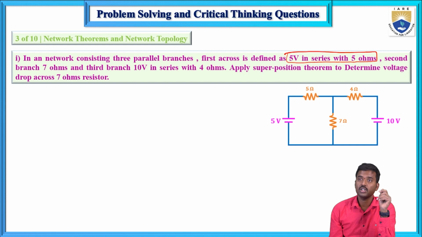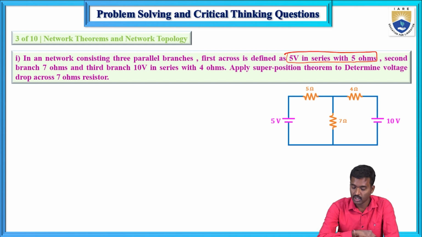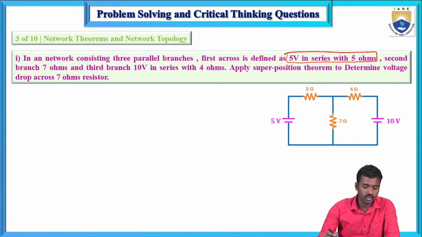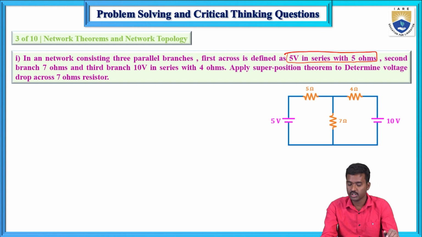Now what is the superposition theorem statement here? If you know the statement, only then can you calculate using the superposition theorem. Superposition theorem states that in a linear network, the total response equals the sum of the individual responses. Here the response may be either voltage or current. Here the response is the voltage drop across the 7 ohm resistor.